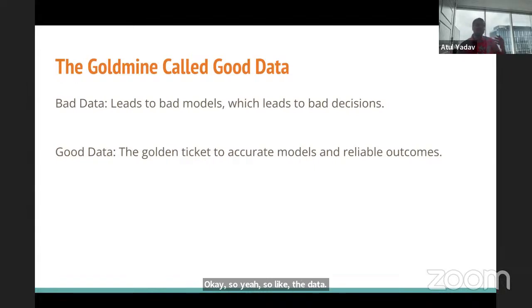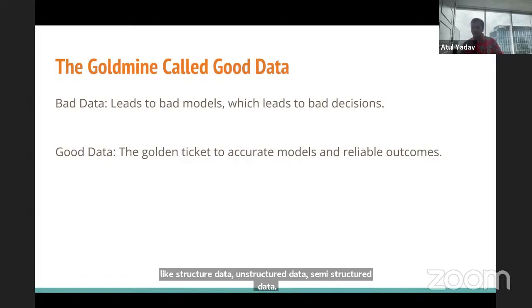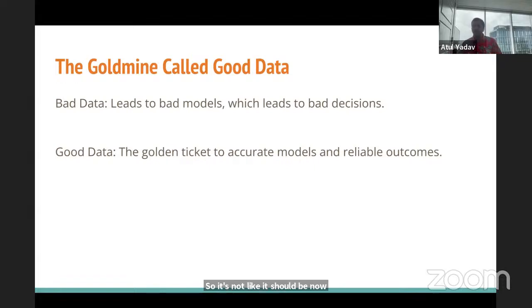So yes, data is information. It's not that it should be in an organized way. If you have heard about structured data, unstructured data, semi-structured data, it's not that it should be organized. Data can be any information which is stored somewhere, placed somewhere, and how that data can be used to create value out of it.